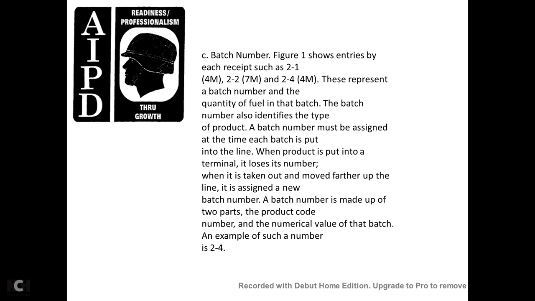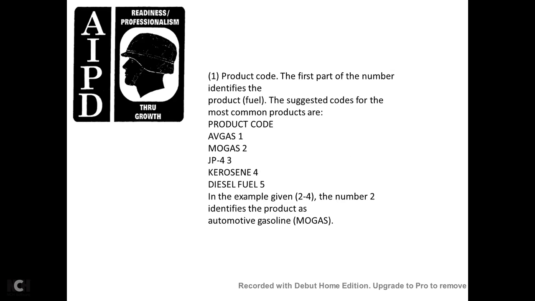A batch number is made of 2 parts: a product code number and a numerical variable batch number, for example 2-4. The product code is the first number that identifies the product. The suggested codes for the most common products are: AVGAS is 1, MOGAS is 2, JP4 is 3, kerosene is 4, and diesel is 5. In the example 2-4, the number 2 identifies that the product is automotive gasoline.